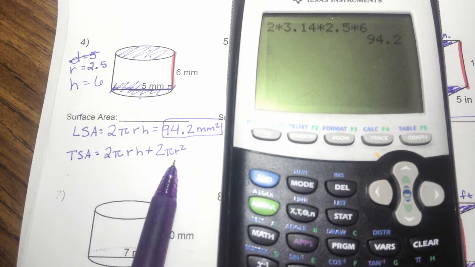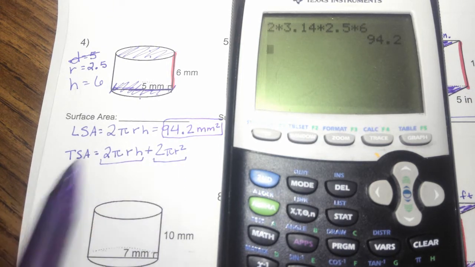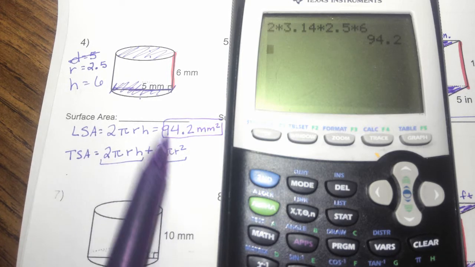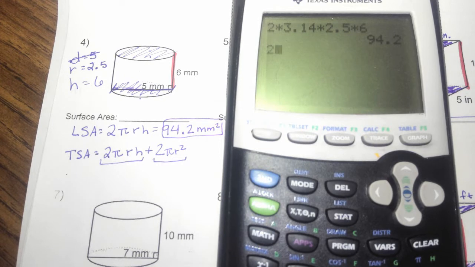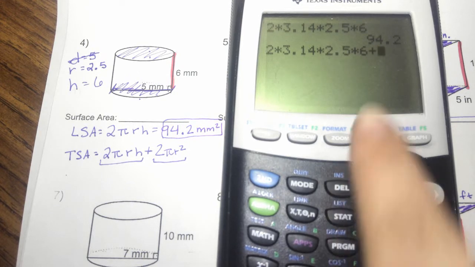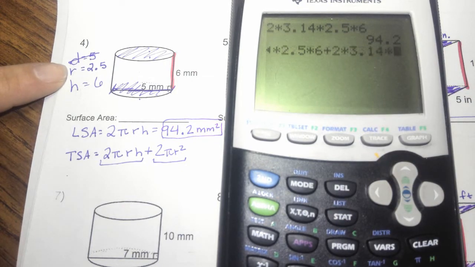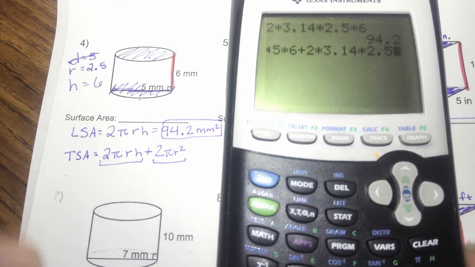Now this is a very lengthy formula, so I understand the desire to split that up. Remember, your calculator will use ordered operations though, so if you prefer, you can type that all in on one line. So we've got 2 times 3.14 times r, sorry, r was 2.5, times h, which is 6, plus, or you could have typed in 94.2, plus 2 times pi, which is 3.14, a good approximation for pi, times 2.5.